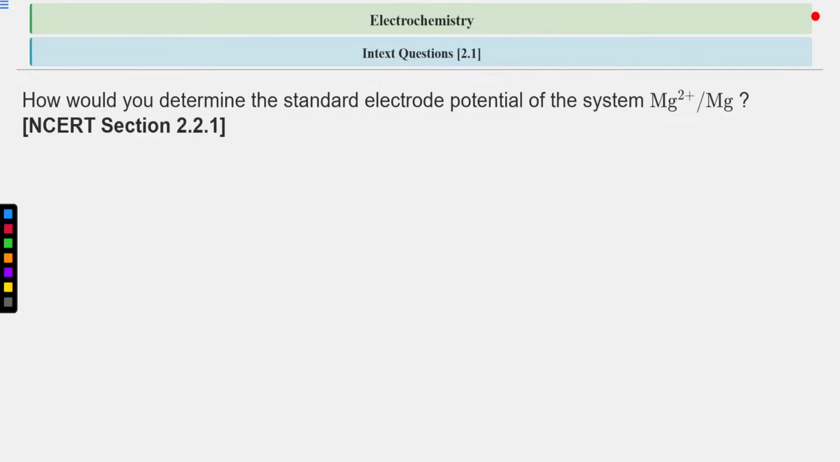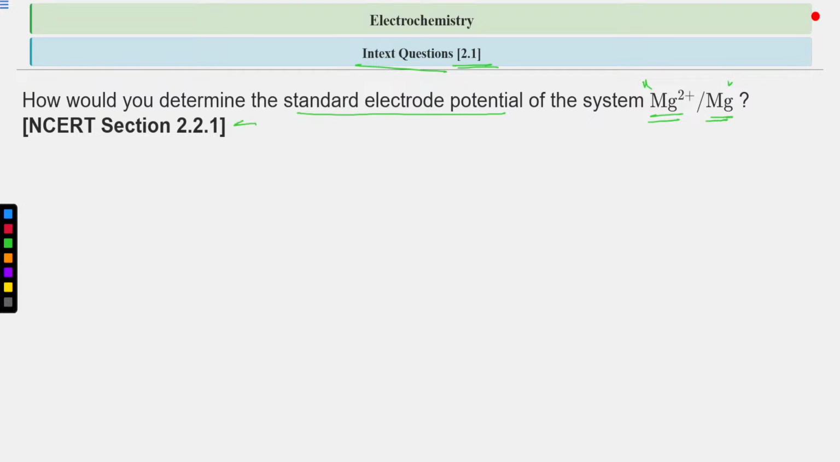Okay, now let's see some in-text questions. Let's see the first in-text question, which is marked as 2.1. The question asks: how would you determine the standard electrode potential of the system Mg2 positive to Mg? This system is representing a half cell, so it should also have a half cell reaction. How can you determine the standard electrode potential of the system? This is the question.